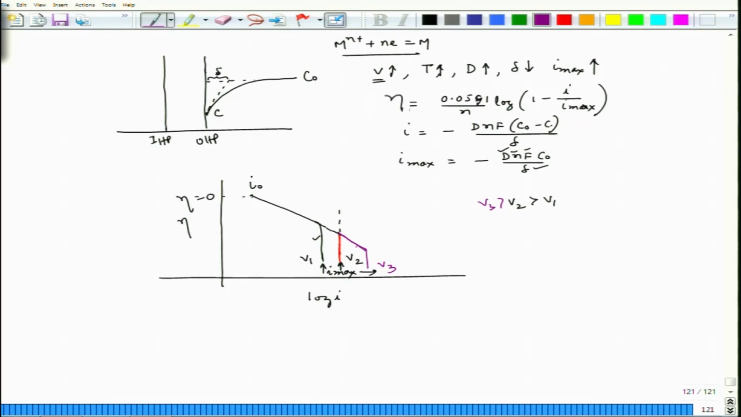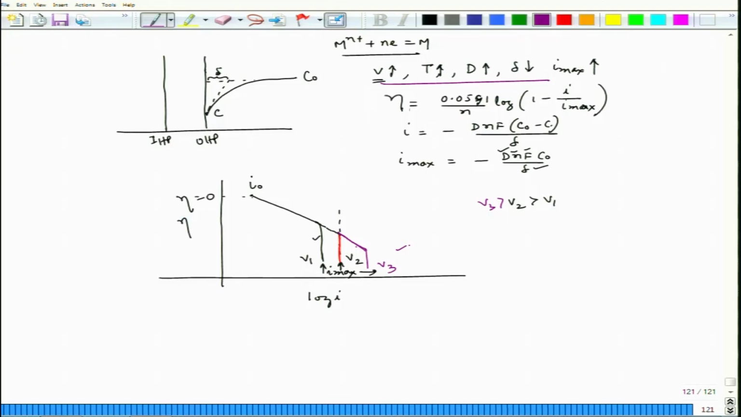Now, interestingly, you could see that as we are increasing velocity, because of these factors we are increasing I max, and that is why the polarization curve is shifting towards the right. That means the appearance of I max is shifting towards the right. This situation will have a strong effect on corrosion of metal.